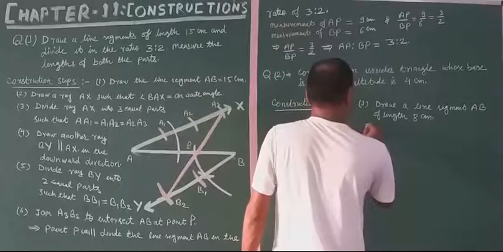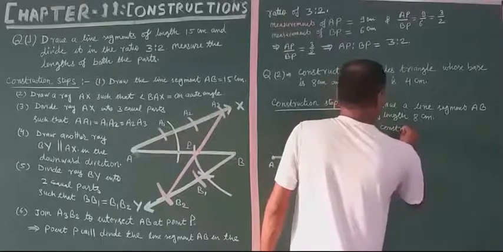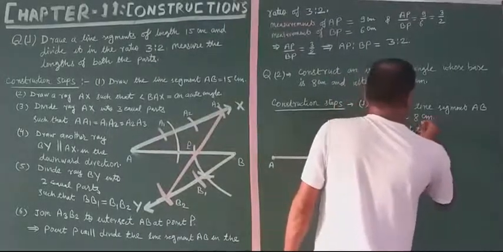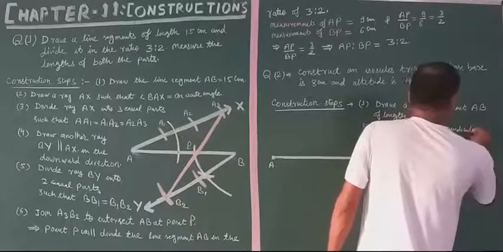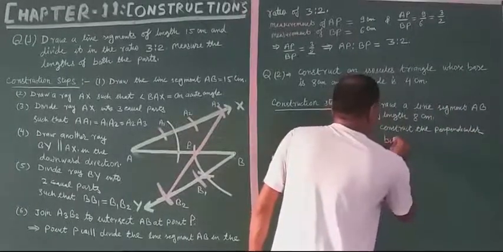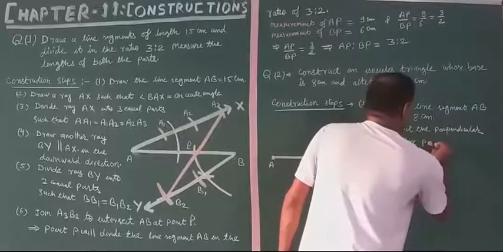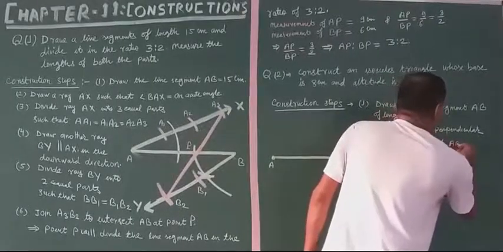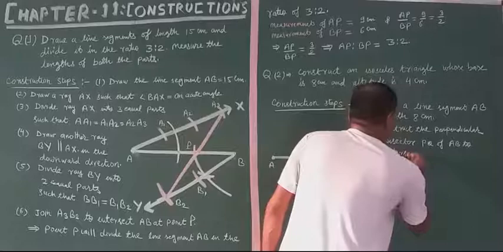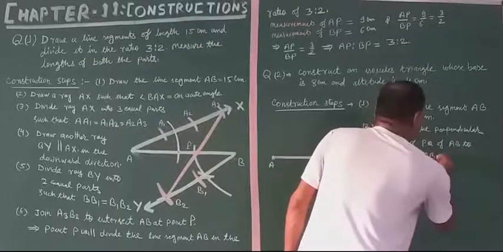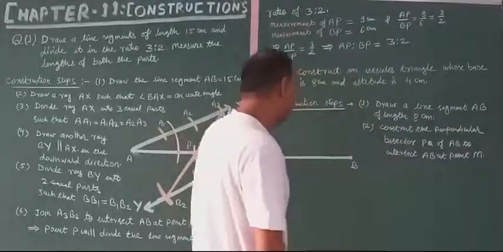Step number 2. Construct the perpendicular bisector PQ of AB to intersect AB at point M.